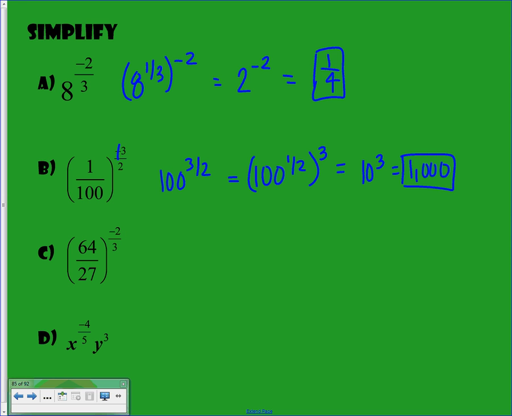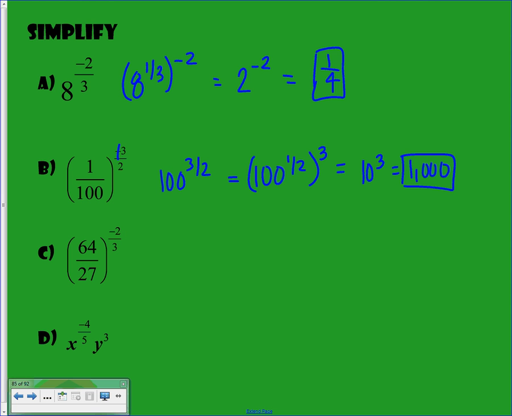There is a nice way to check it. If you have a negative exponent, in example A, I started with a whole number and my answer was a fraction. In example B, I started with a fraction and I ended with a whole number. So if I have a negative, it should change what I started with. If it didn't, then you missed something. So that's a nice way to check yourself.